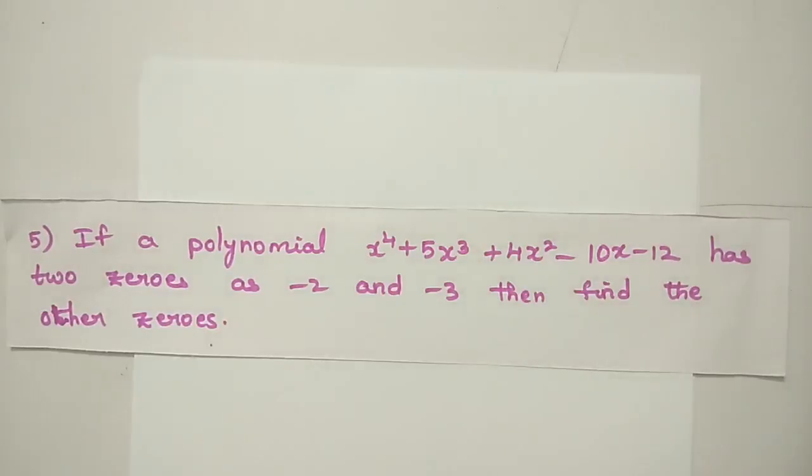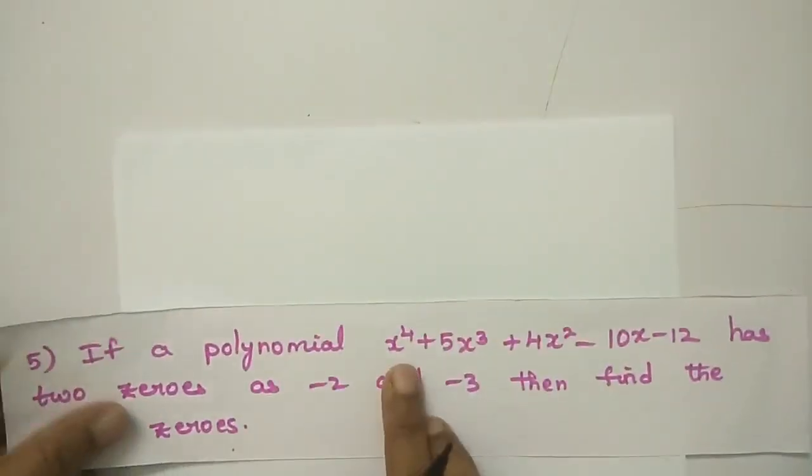If a polynomial x power 4 plus 5x cube plus 4x square minus 10x minus 12 has two zeros as minus 2 and minus 3, then find the other zeros. If any two zeros are given, simply first multiply those two zeros. Okay, you will get a quadratic polynomial.